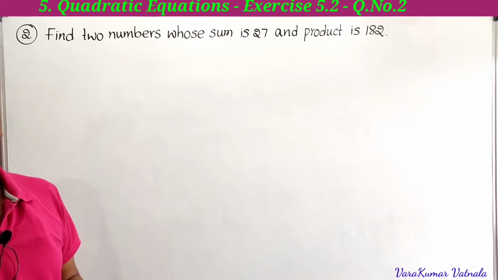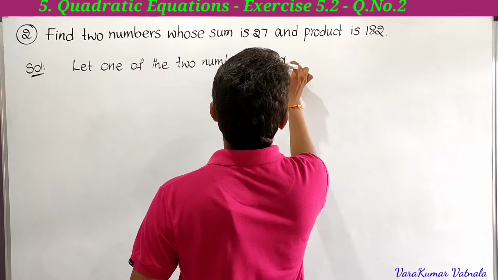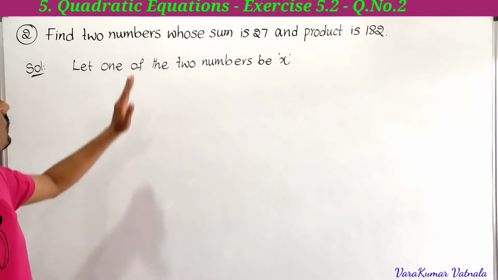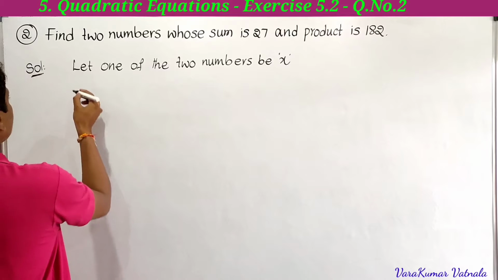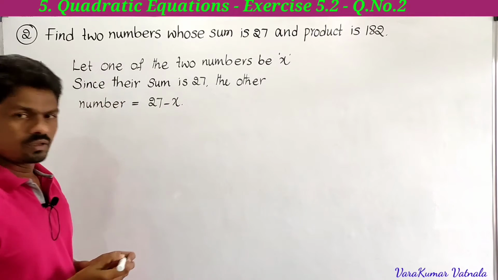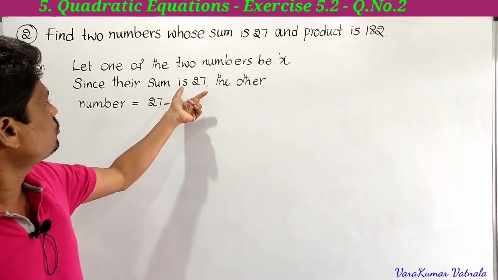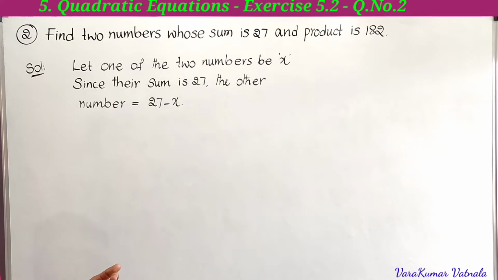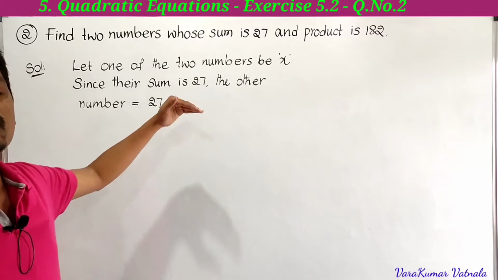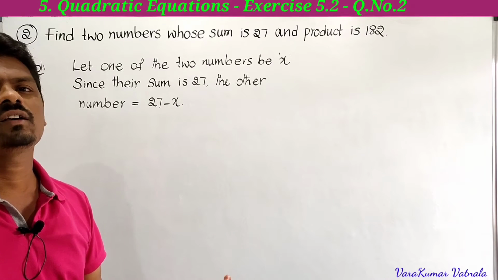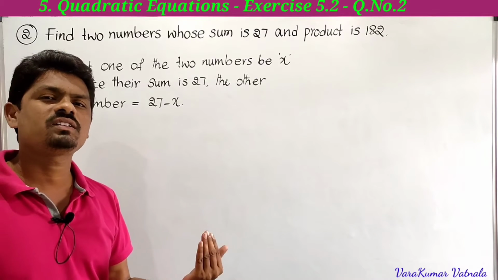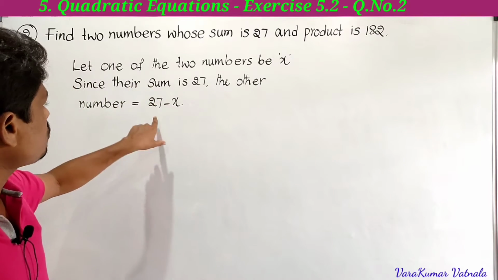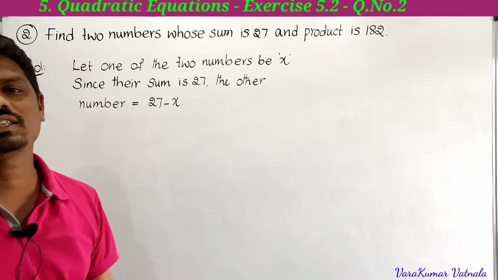So let one of the two numbers be x. Since their sum is 27, the other number is equal to 27 minus x. Since the sum is 27, suppose one number is 10, then the other number is 27 minus 10, which is 17. So now the two numbers are x and 27 minus x.